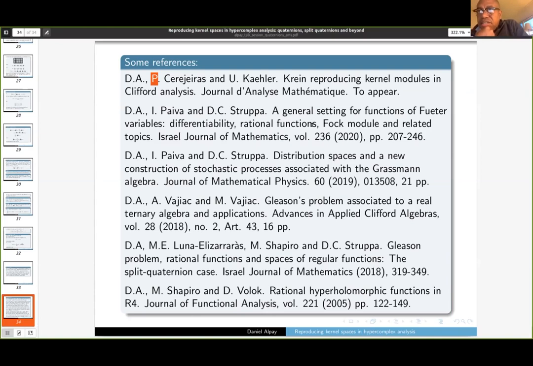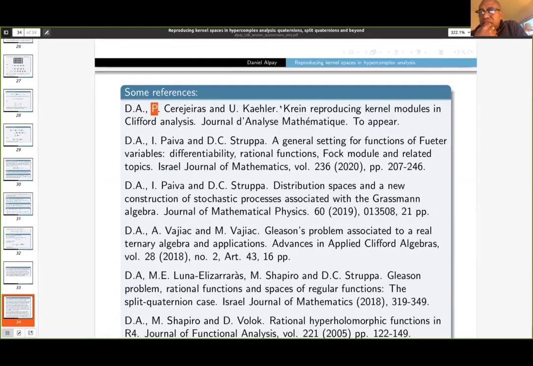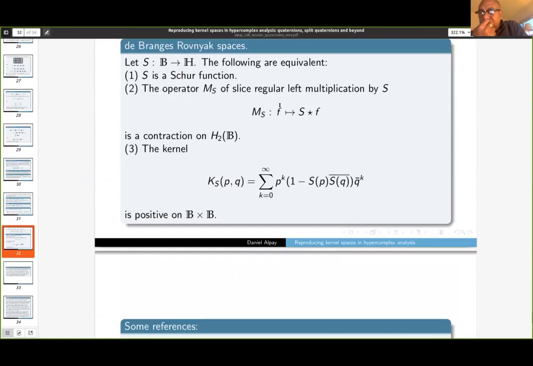So I could just ask one. I get the sense that the challenge is reproducing these kernel spaces in the quaternion and split quaternion setup and beyond. What I'm missing is what you just started to allude to, about the pointwise product. Can you say that once more, the obstruction that you're overcoming?